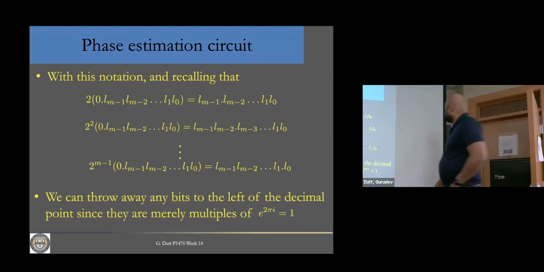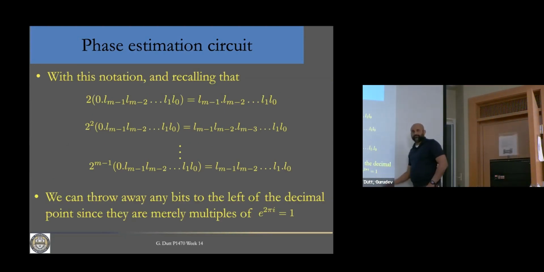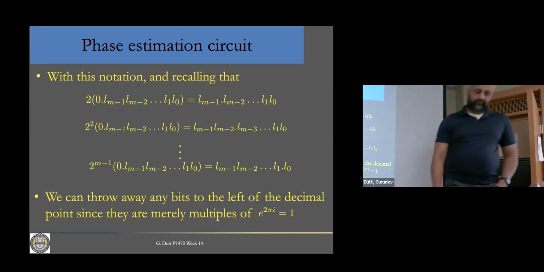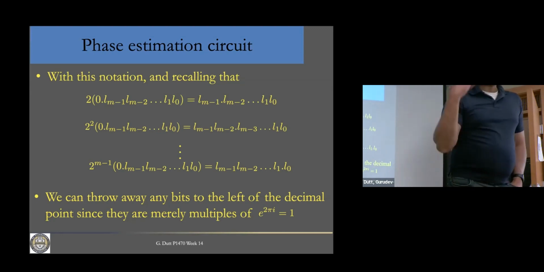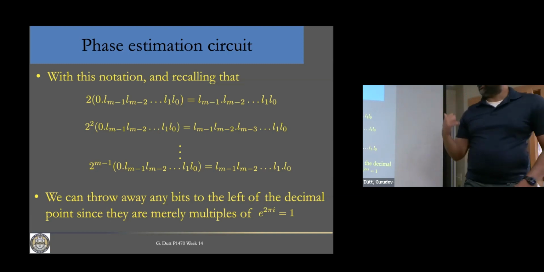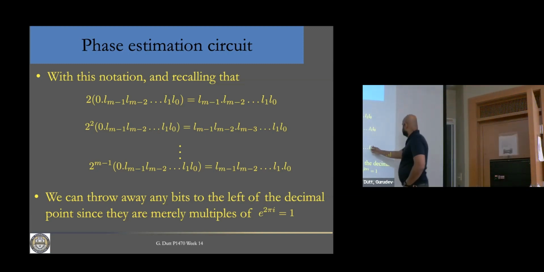Okay, so they're just merely multiples of 2 pi i, which gives e to the power equal to 1. Is that step clear to everyone? Why we can throw away all these digits to the left of the decimal point, or binary decimal point? Everyone okay with that?